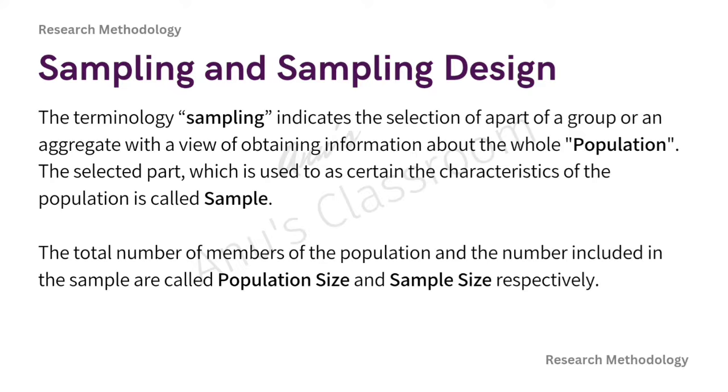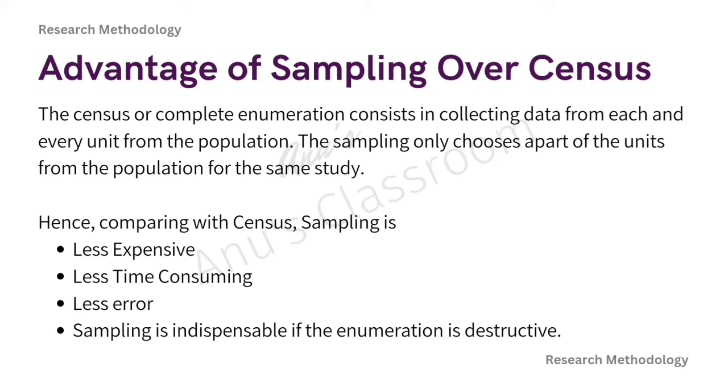the characteristics of the population, and it is called a sample. The total number of all the members of the population and the number included in the sample are called population size and sample size. So the entire population is the population size, and the number of samples we take is called the sample size. So what are the advantages of sampling over census?